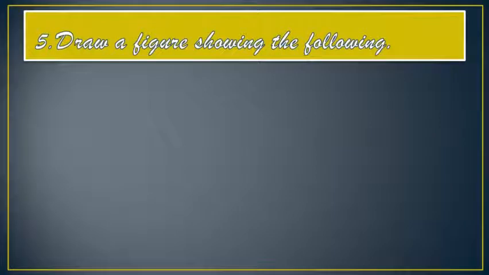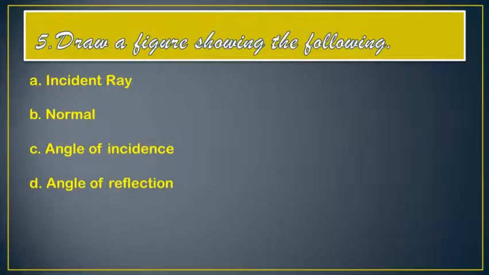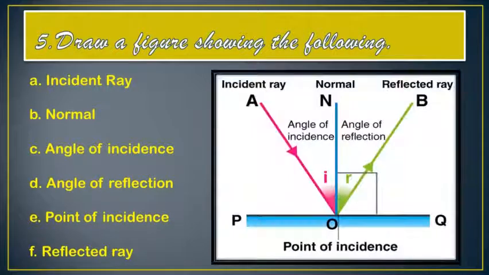Question number 5. Draw a figure showing the following. So here the following points are given to us and we have to show these points in the figure or diagram. First is incident ray, normal, angle of incidence, angle of reflection, point of incidence and reflected ray. So these 6 points we have to show in one diagram.